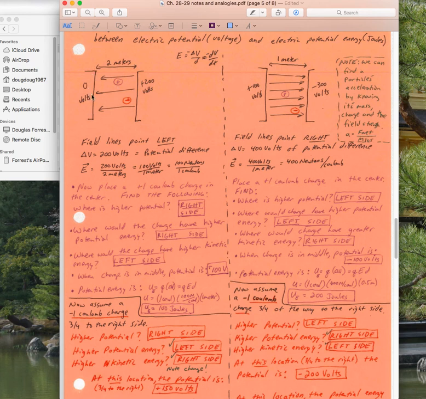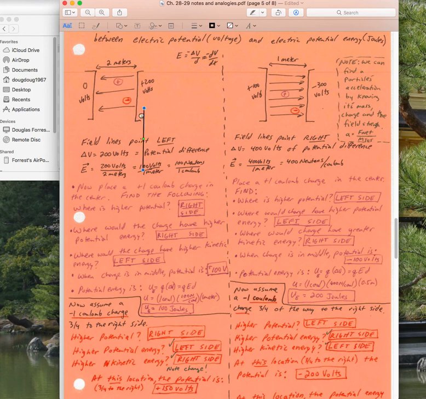Well, here, this plate is 0 volts. By definition, here, this plate is 200 volts. So if I were to draw a line, I don't like the fact that it's purple still. I might make it black.